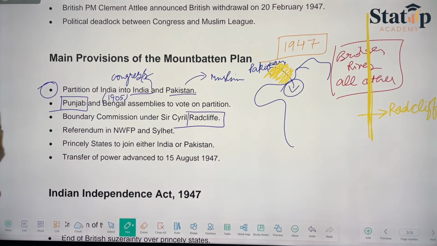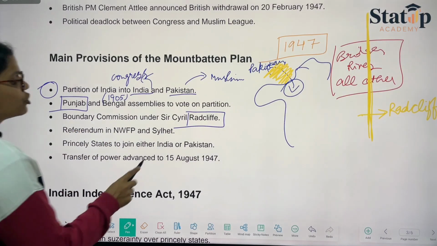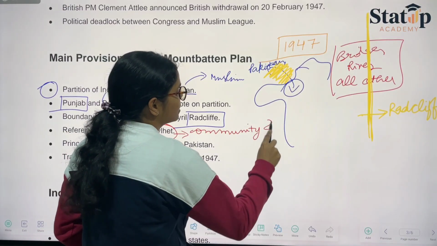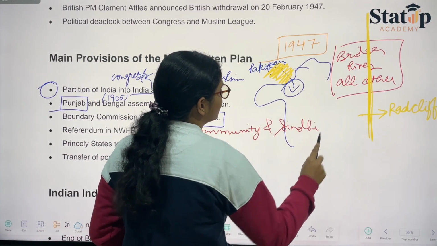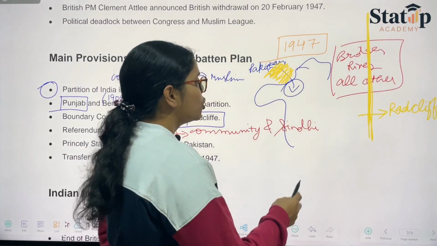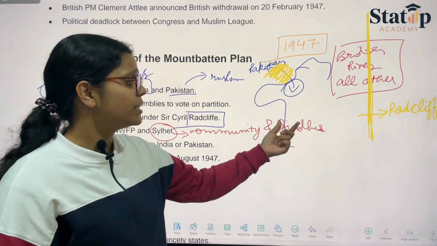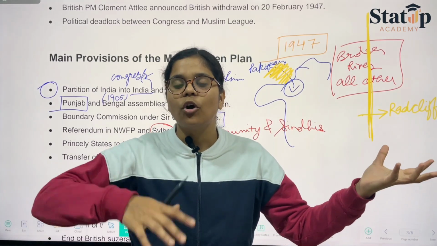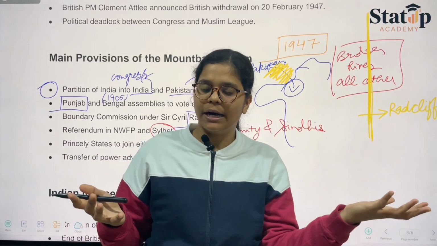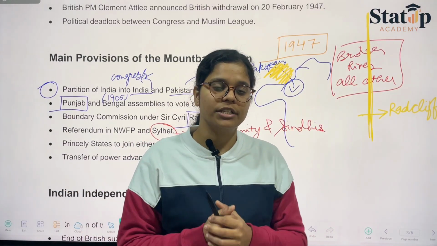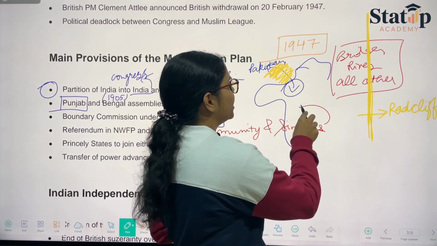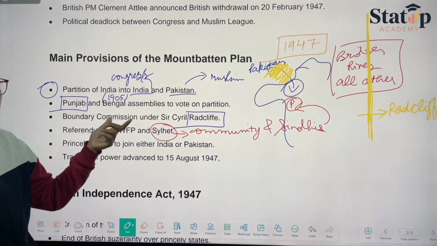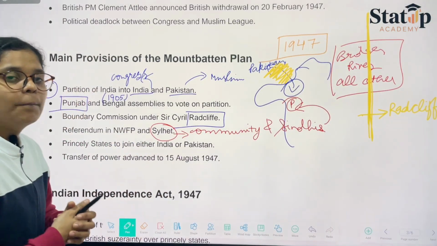Then we have the referendum in NWFP and Sylhet. Sylhet is a sort of community. When we talk about Sylhet, we will always discuss Sindhis as well. Sindhis were given an option: which state would you like to choose, Pakistan or India? Sindhis went for Pakistan, and now their condition is terrible. Therefore Sindhis joined Pakistan, and people in Punjab and Bengal were voting on whether they wanted to part ways or not.